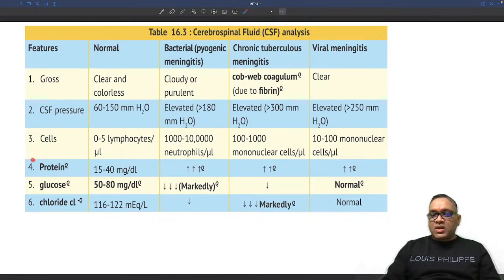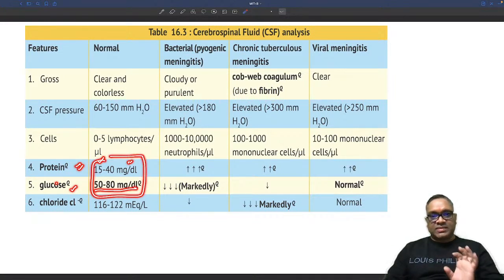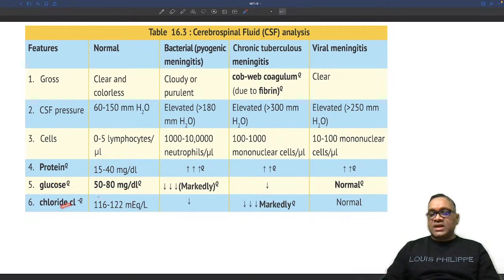The important parameters you should notice are the protein and glucose levels. Protein level in the CSF is 15 to 40 milligram per deciliter. Glucose is 50 to 80 milligram per deciliter. These are the normal values of protein and glucose you must remember. Chloride level is 116 to 122 milliequivalent per liter.